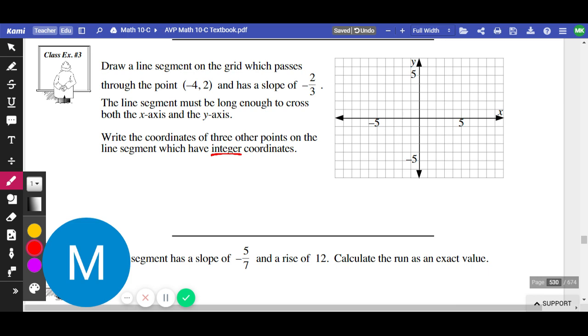All right, how to tackle a question like this. When they ask you to draw a line segment, they should always give you a starting point. The starting point is the point it passes through. So for us, it's at -4, 2. -4, 4 to left, 1, 2, 3, 4, 2 up, 1, 2. That's our starting point. Perfect.